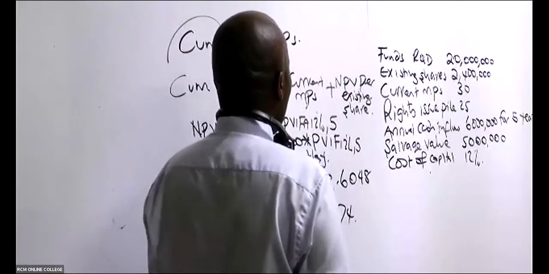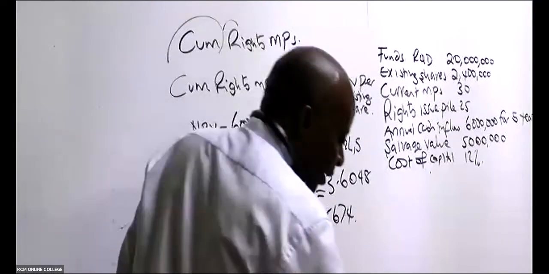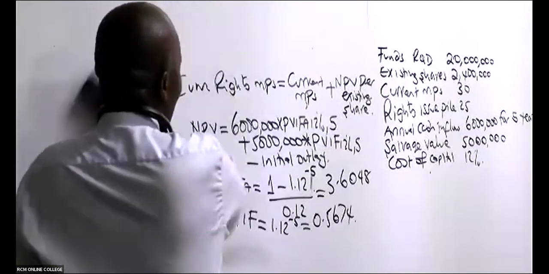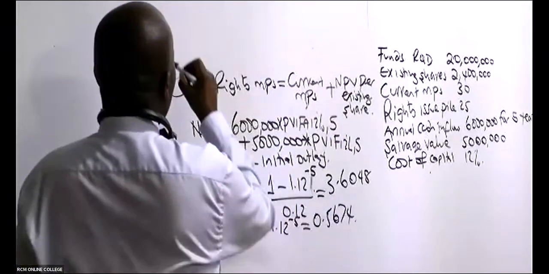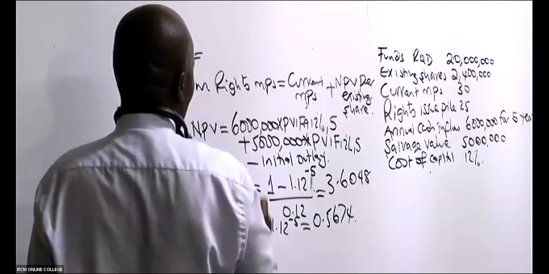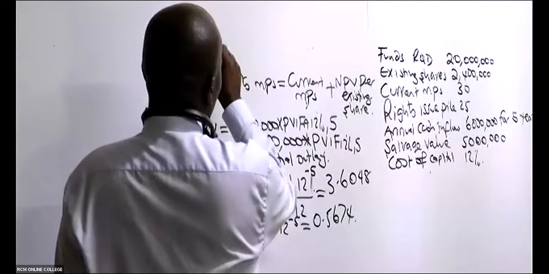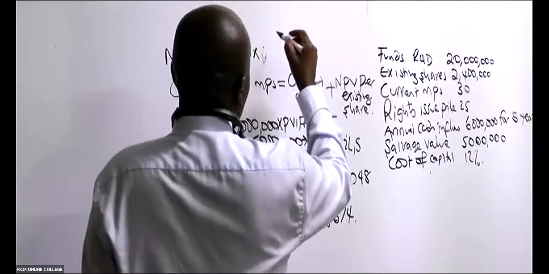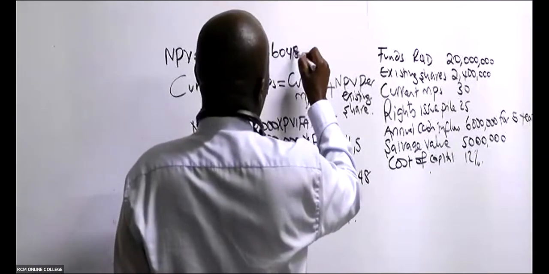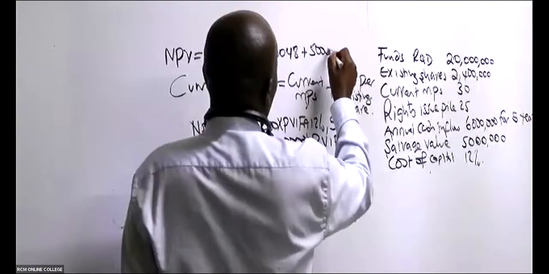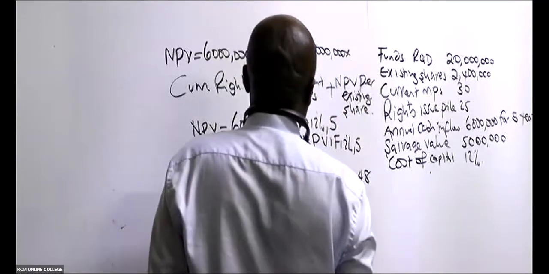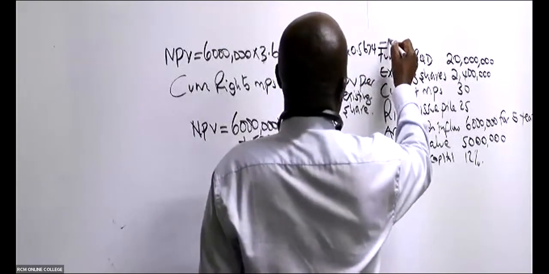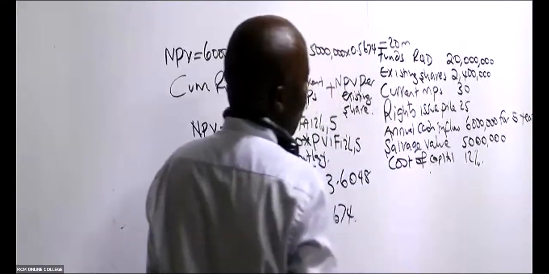Thank you so much. So then can you kindly go ahead and give me this net present value? I'll write it up here for lack of space. So my net present value will be equal to the 6 million times the PV-FAR, 3.6048, plus 5 million times 5674, minus 20M, because we want to raise 20 million.